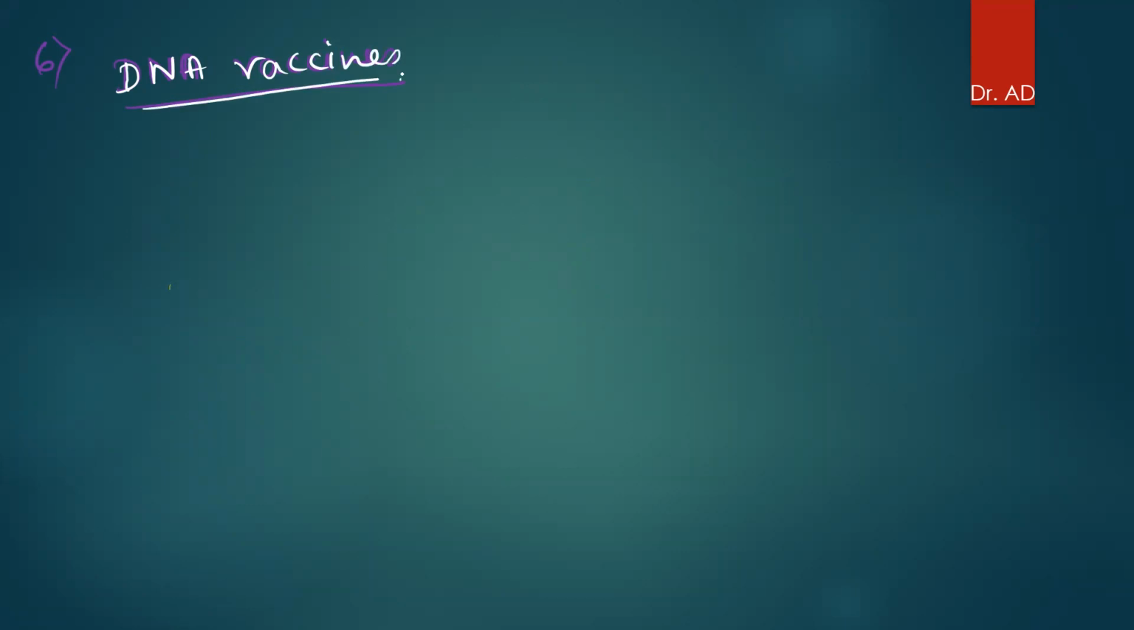In DNA vaccines, what happens? It uses the genetic material of the pathogen directly to be used as vaccine. In DNA vaccines, what is actually happening, you see, the genetic material is directly being used as vaccine. Remember one thing. The DNA is not used as the antigen.